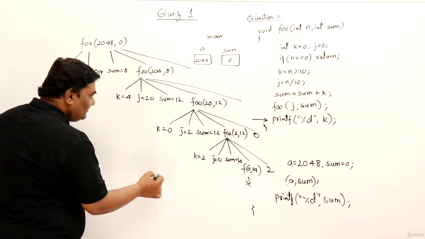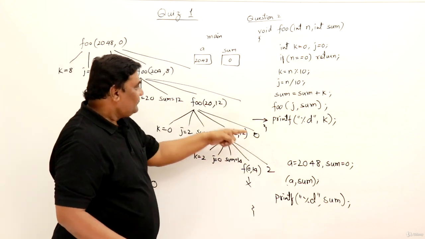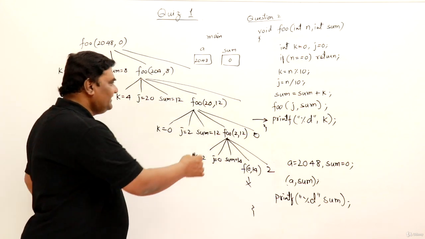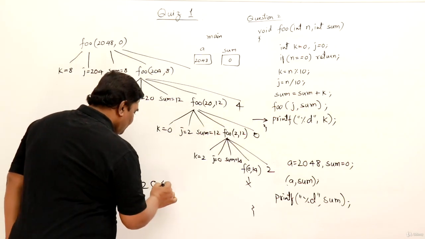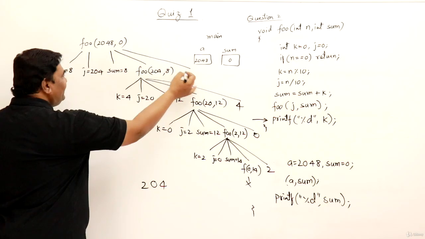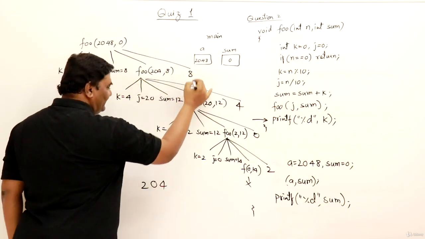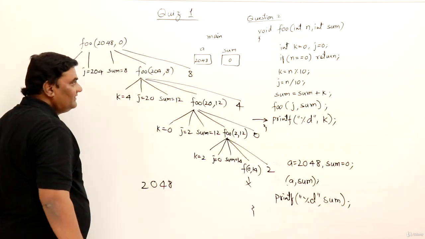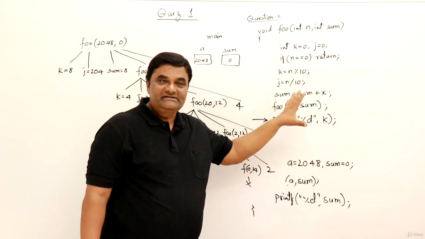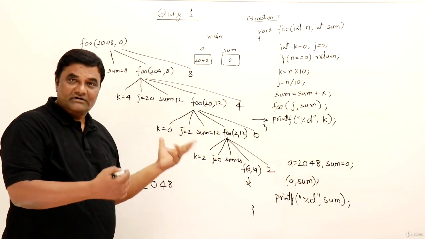So this is 0. Then this finishes. Go back to the previous call. In this one, this is remaining. Print k. What is k? 4. So print 4. Then go back to the previous call. This is remaining. So print k. What is k? 8. 8. 2048. And this function ends. Function ends. So this tracing is over.